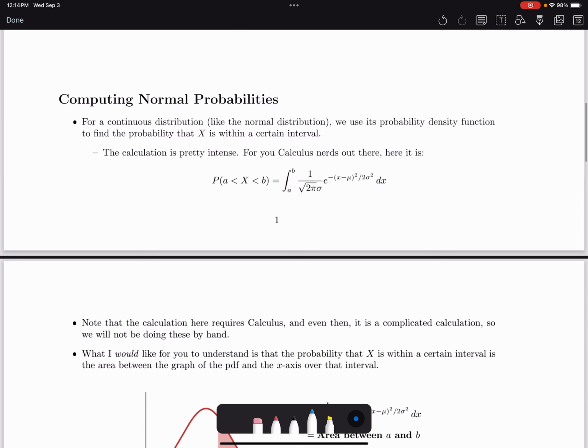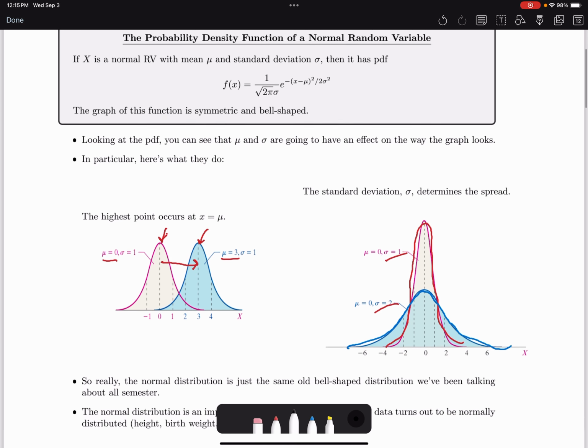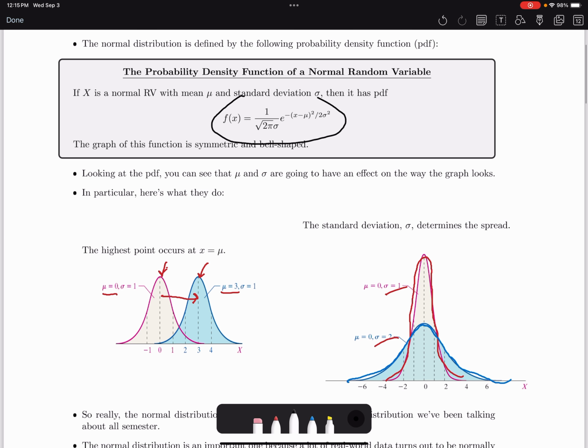What we would like to be able to do is compute probabilities involving the normal distribution. Now, the normal distribution is a type of distribution that we call continuous. And that's not a new word to you, but there are all kinds of continuous distributions, and the normal distribution is one of those. For continuous distributions, we use the probability density function of the distribution to find the probability that X is within a certain interval. In other words, we would have to use this function right here to compute probabilities.